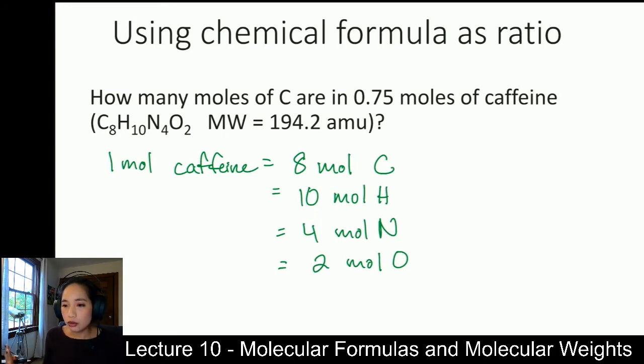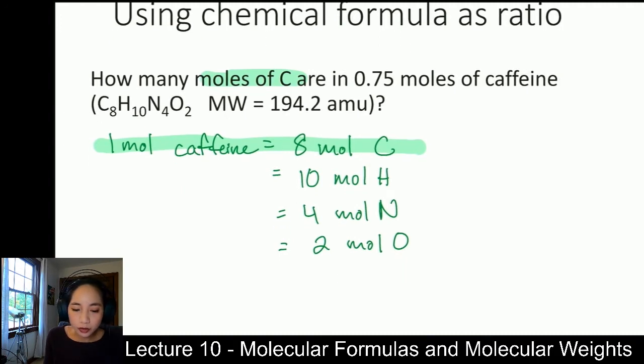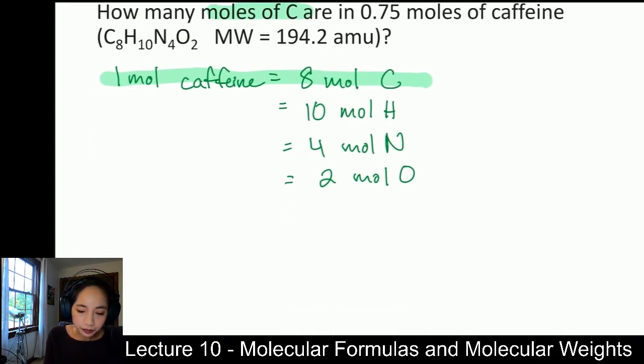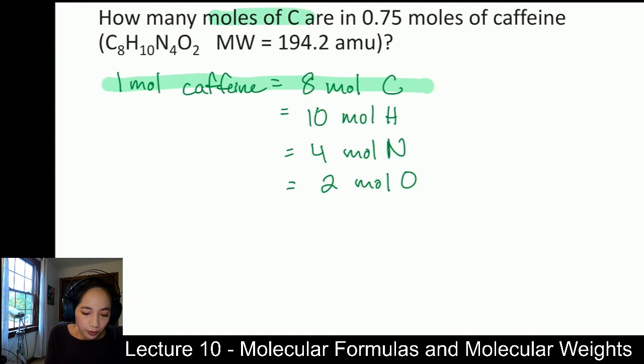So these are new equalities that we can use to convert between moles of a molecule and moles of a certain atom that it's asking for. So in this case, it's asking for moles of carbon. So we're going to use this first equality, 1 mole of caffeine equals 8 moles of carbon. So I'll show you how that works out. If I'm going to start with a number that they give us, we have 0.75 moles of caffeine.